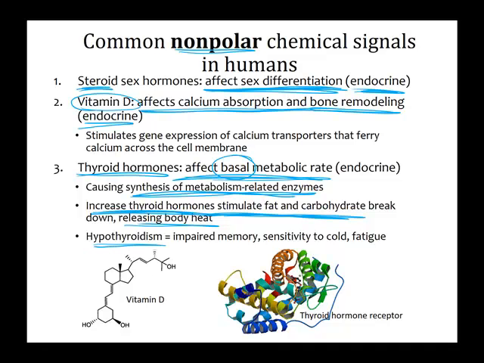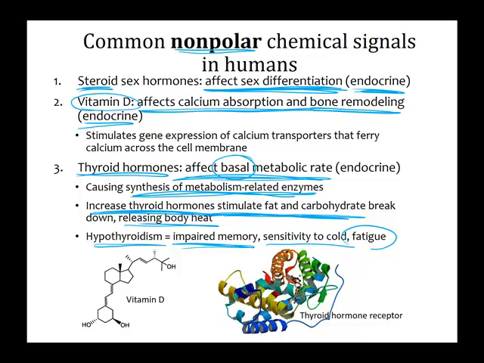In hypothyroidism, this is where you're producing too little thyroid hormone. This causes impaired memory because you can't break down all of your available energy storage molecules into active energy sources. So your brain doesn't work as well as it should. You're really sensitive to cold because you can't really generate your own heat too well. And of course, you suffer from fatigue just because you can't break down your molecules as effectively as you'd like.